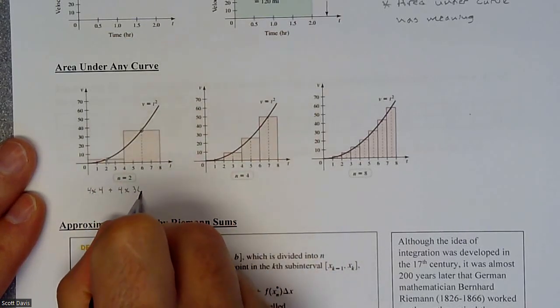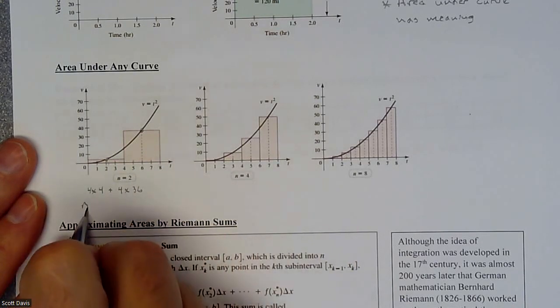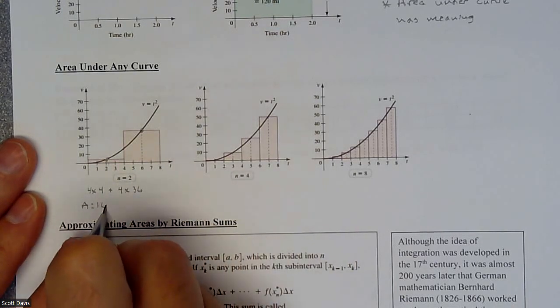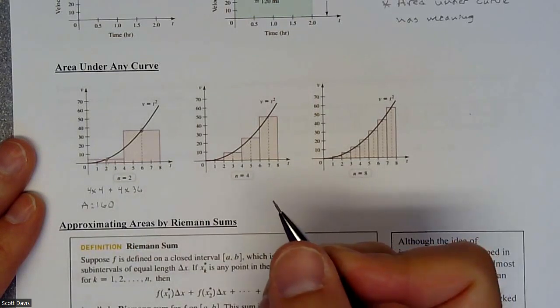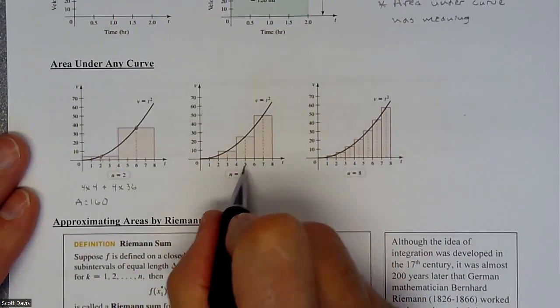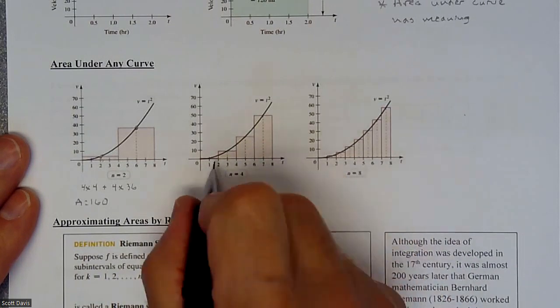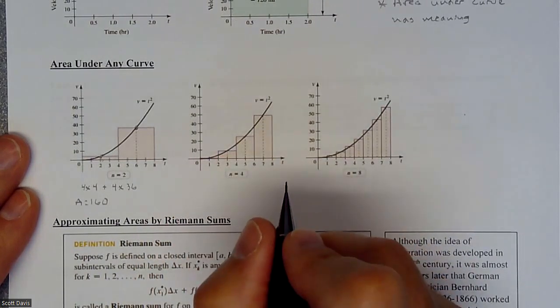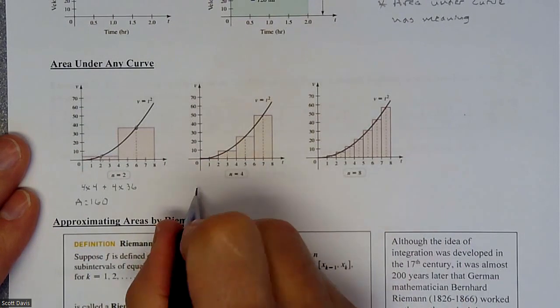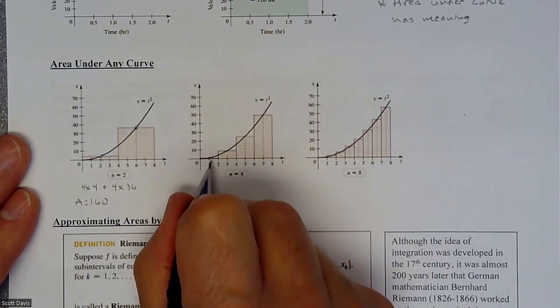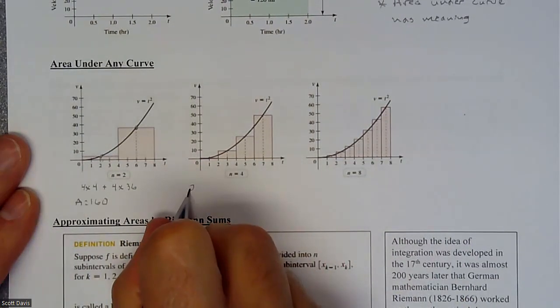And so if I multiply those two together and add them together, I get an area of 160. But what happens if I were to make it into 4 rectangles? So a little bit smaller, but more of them. And we still are basing our heights on the midpoint here. So we're looking at widths of each of these being 2.